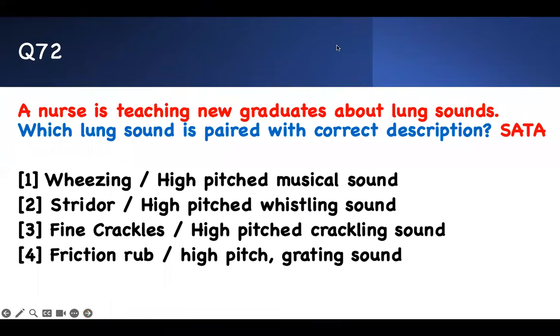I highlight the information that you need. Select or apply. I'm teaching you how to write select or apply, at the same time going through the cases so that I can give you the key facts. These are facts you have to know. Which lung sound is paired with the correct description? We have a lung sound and description. And then she's teaching you, graduate, about lung sounds.